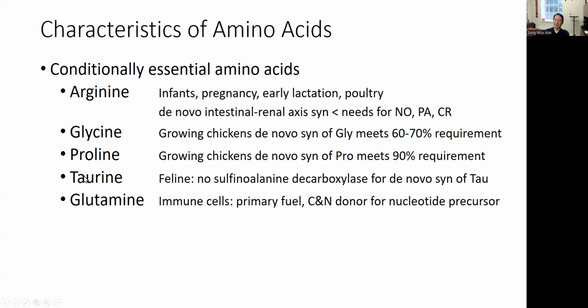There's another amino acid I show you here, taurine. Taurine can be synthesized from cysteine. But in the case of felines, like cats, they don't have a very specific enzyme producing taurine from cysteine, and so there's a lack of de novo synthesis of taurine for the feline. So for cats, if you look at the cat food, we should make sure that taurine is sufficiently provided.